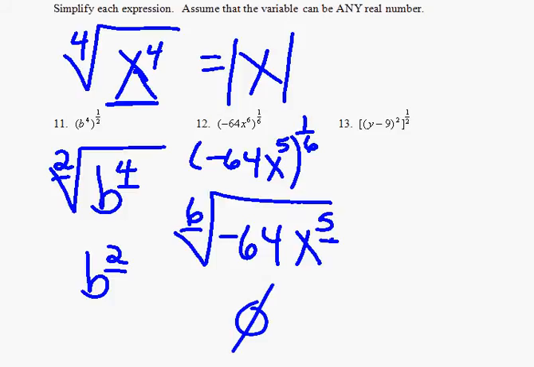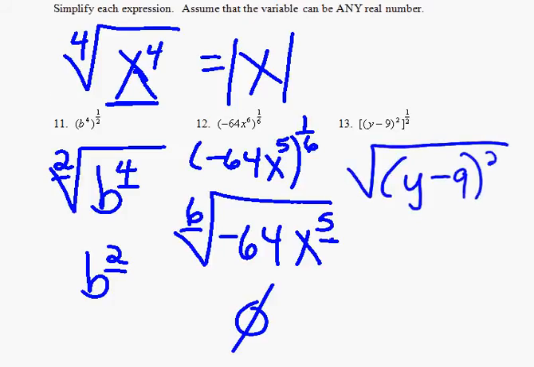Okay, on number 13, I have the quantity y minus 9 squared raised to the 1/2 power, which means I have the square root of y minus 9 squared. I divide the power by the index. 2 divided by my understood 2 that's here gives me 1, so that gives me y minus 9.